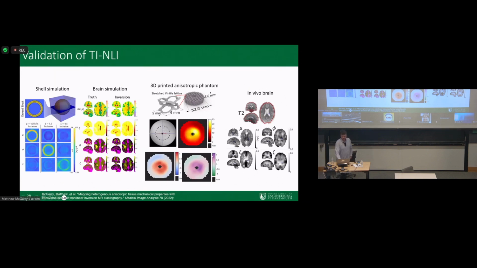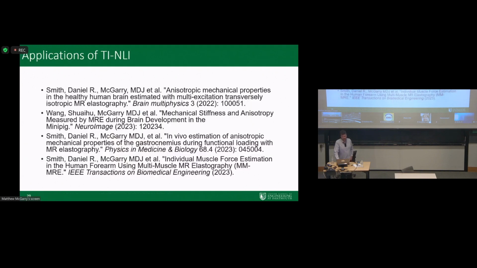Finally, we can obviously apply it to in vivo brain, but without knowing what the mechanical properties are in advance, we're not sure that it's right. But by doing this careful validation in a more idealized case, we can be more confident of our results in brain.